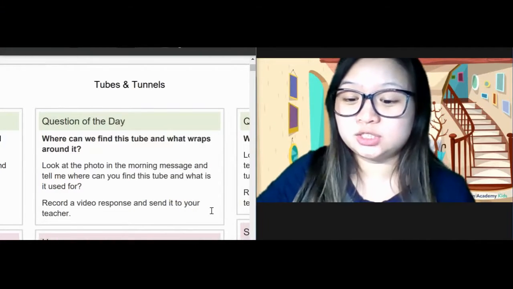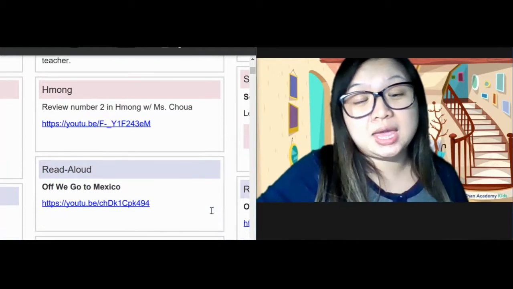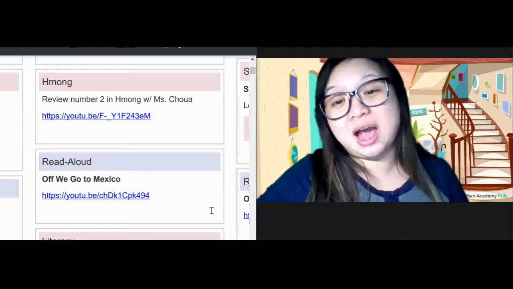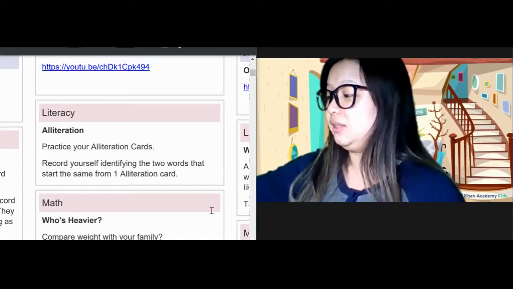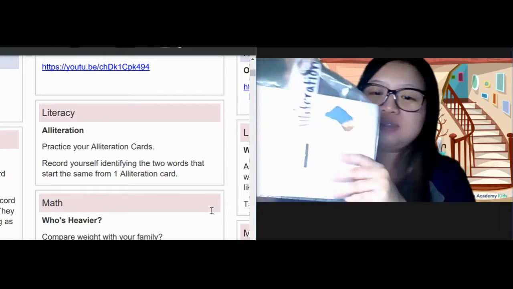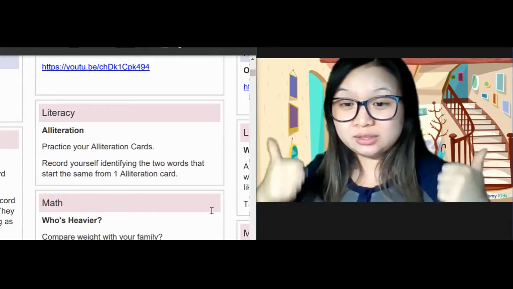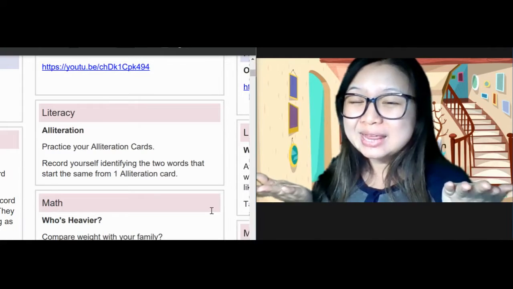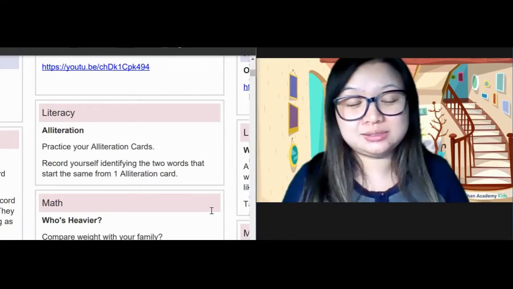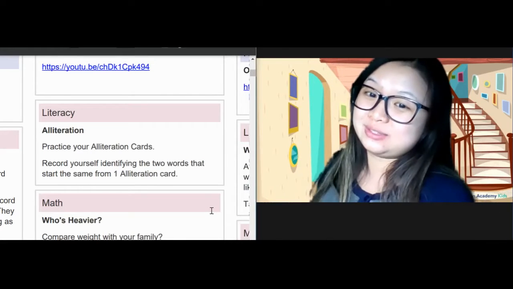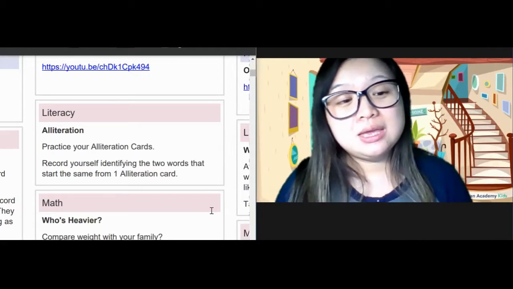Okay, when you're done answering the question of the day, you can review the number 2 in Hmong with Ms. Joa, and then you can also re-listen to the story after we go to Mexico. For literacy, you can practice your alliteration cards that look like this. Remember, alliteration are words that start the same, like apple, alligator, start the same. Ah, ah. So that's why they start the same.